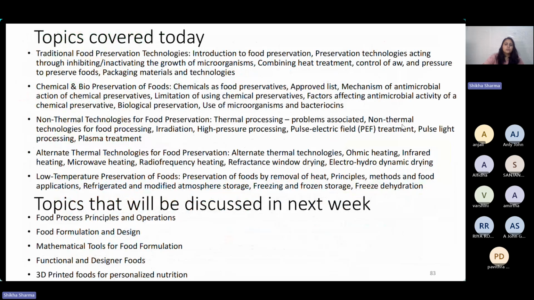In the next week, we're going to discuss food process preservation and operation, food formulation and design, mathematical tools for food formulation, functional and designer foods, and 3D printed food for personalized nutrition. This we'll discuss next week.